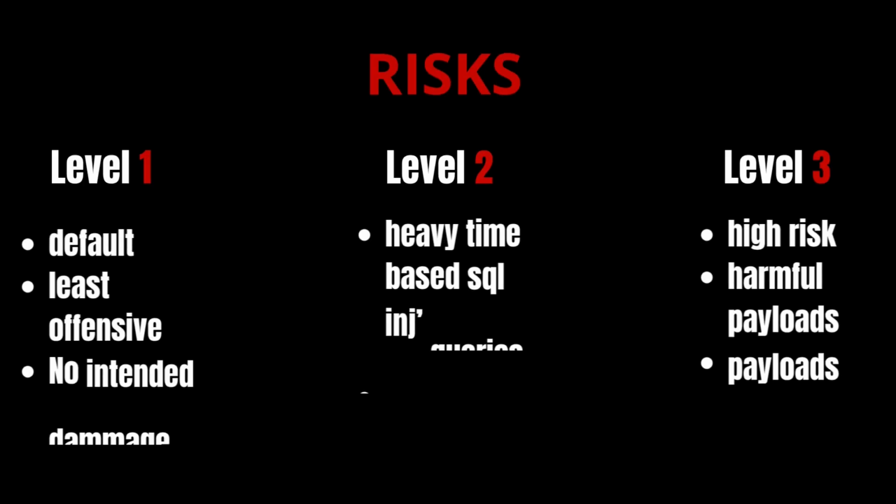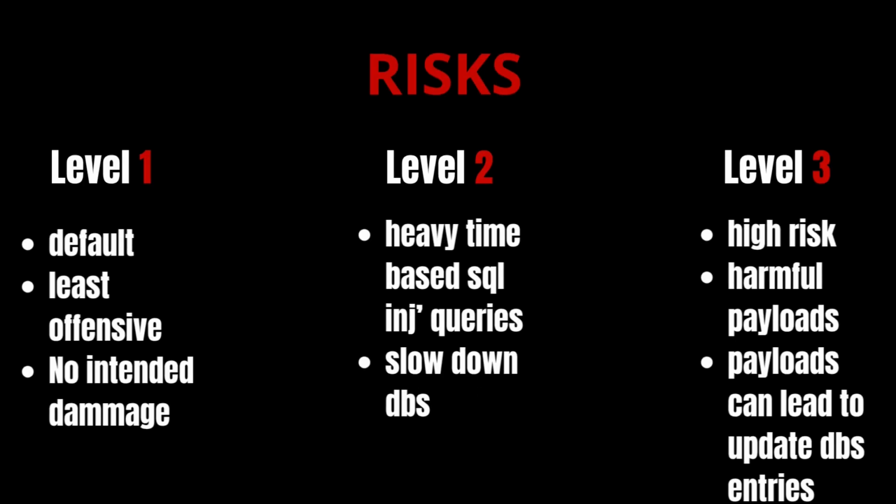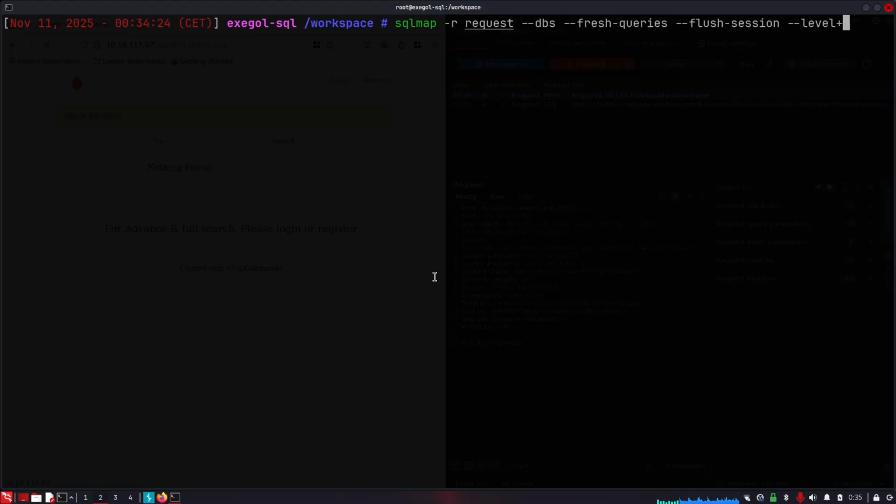The risk option defines how dangerous the payloads can be. Risk 1 uses safe, read-only payloads that shouldn't modify the database. Risk 2 introduces slightly more intrusive payloads, but SQLMap includes safeguards to minimize damage. Risk 3 uses payloads that can alter the database or even crash the service. If you're not sure what you are doing, don't use risk 3. In most bug bounty programs, for example, it is explicitly forbidden to run destructive tests. So always think twice before using a higher risk level.